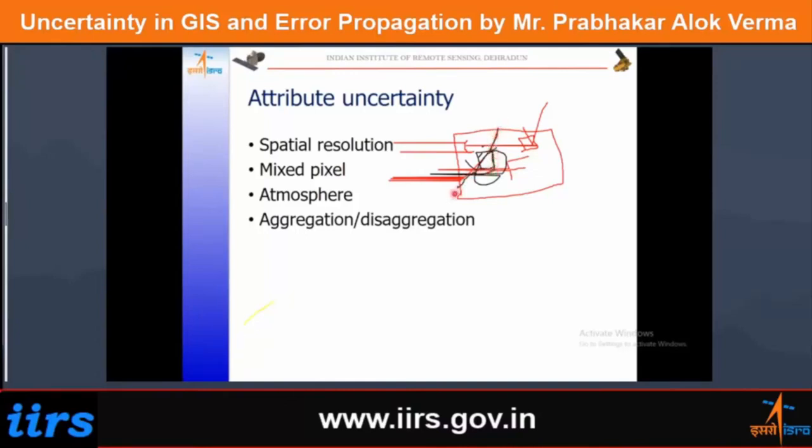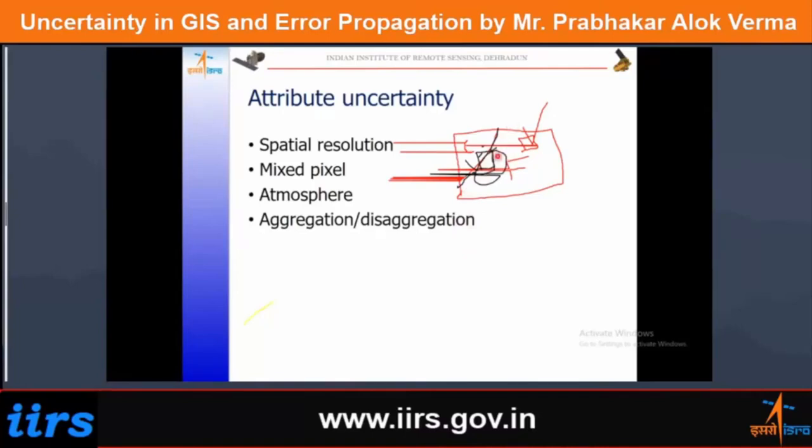So this way, the boundary also has an error, which is uncertainty in the position of the boundary, uncertainty in the position of the cropland feature, and error in the attribute assignment. This region is assigned a wrong attribute.